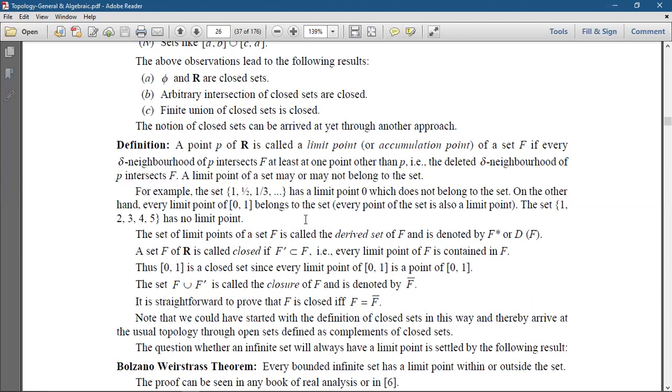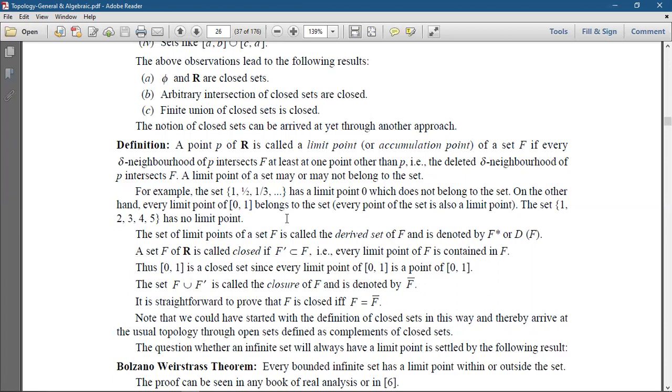The set of limit points of a set F is called the derived set of F and is denoted by F star. That means the collection of all limit points is called the derived set.